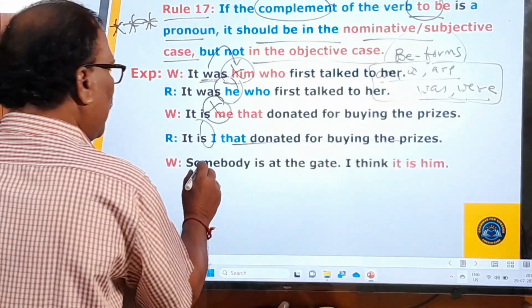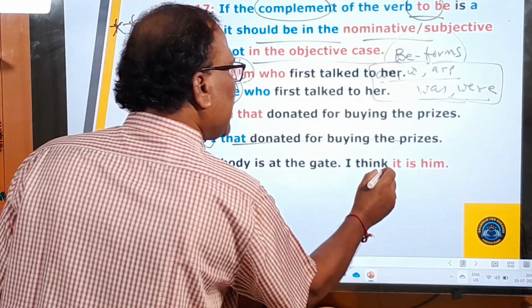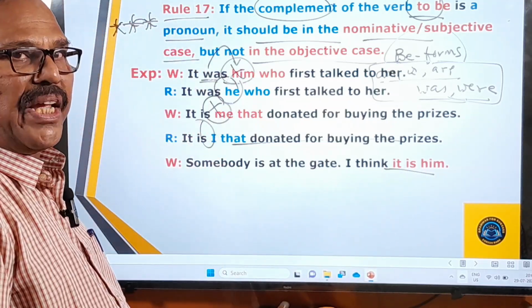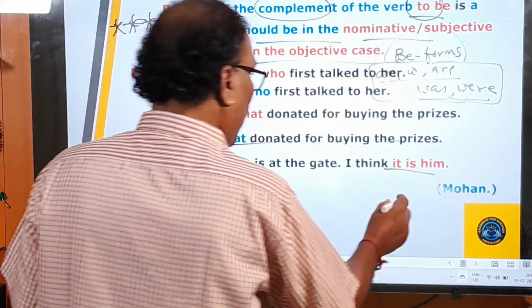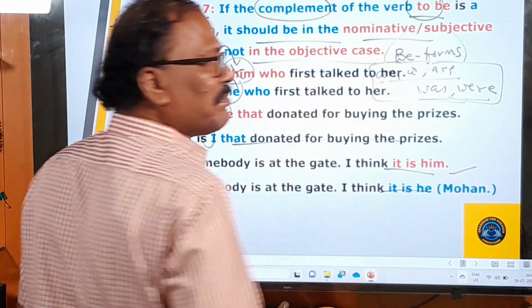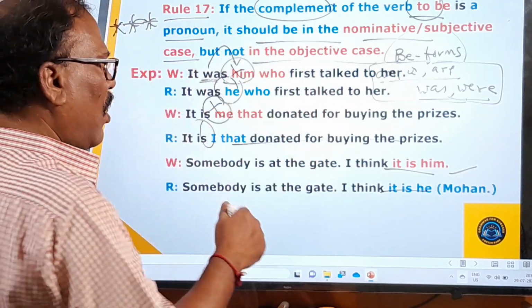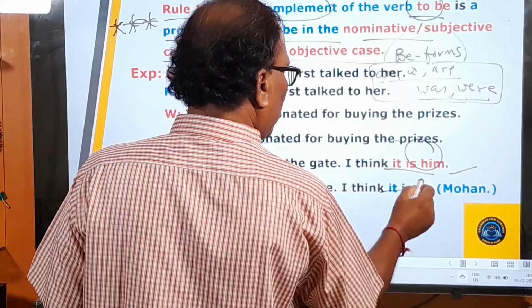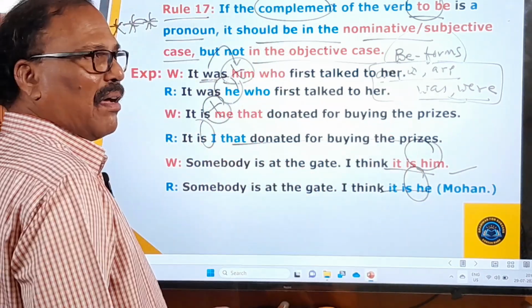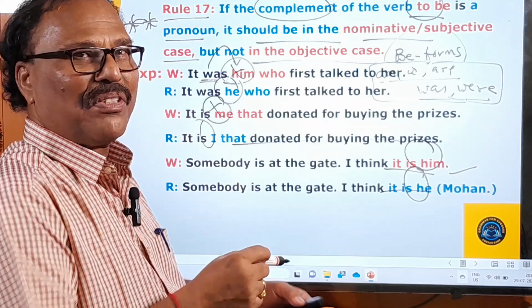Somebody is at the gate. I think it is him. Don't say 'it is him'. You have to say it is he. Mohan, I think it is he. Don't say it is him. The objective case is used, please. The subjective case you must use. Don't get confused with objective case pronouns and subjective case pronouns.